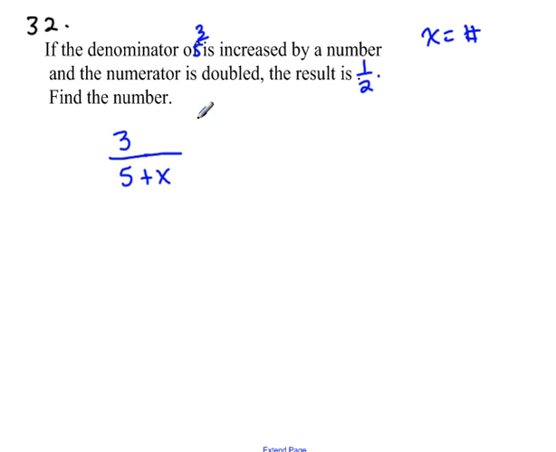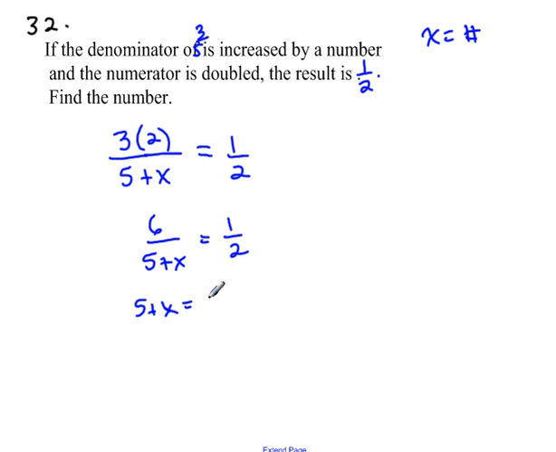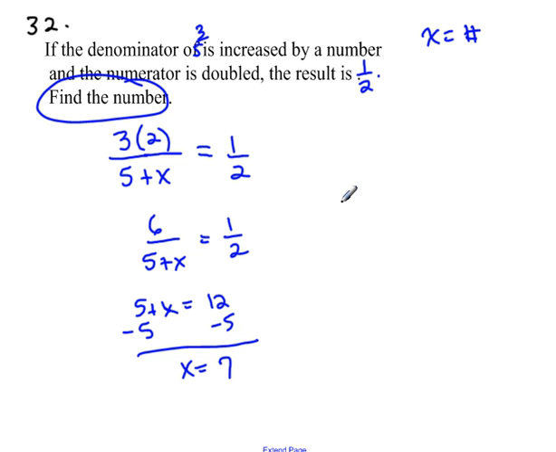The numerator is doubled. That means you multiply the numerator by 2. The result is equals 1/2. There's your equation. Simplify the numerator there to be 6. You have a proportion, so cross multiply. 5 plus x equals 6 times 2, or 12. Subtract 5. X equals 7. Answer the question. The question is find the number, and x represents the number, so the number is 7.